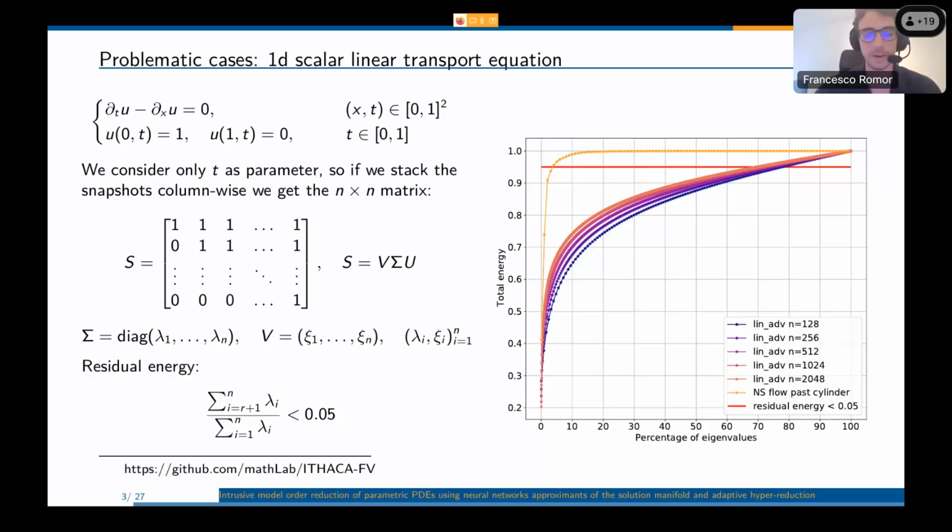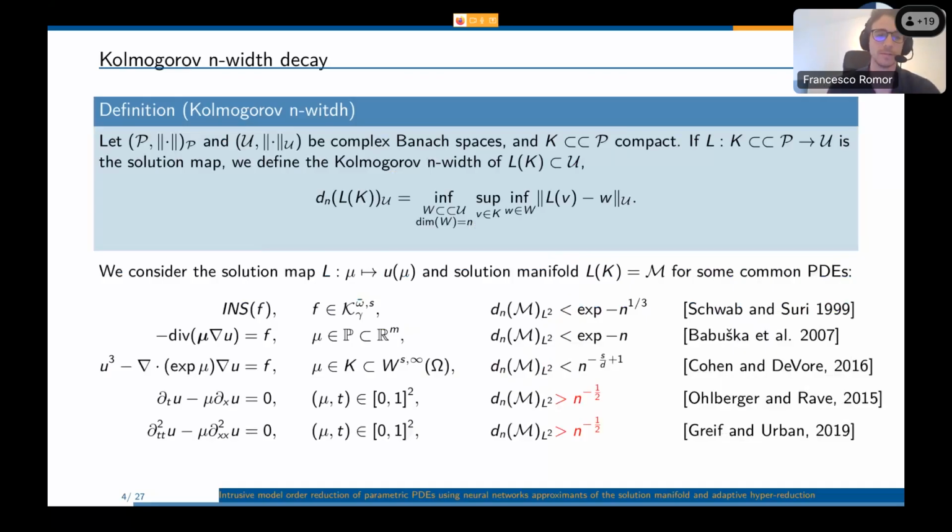And a lot of practical applications have this problem. To be more quantitative, the concept of Kolmogorov n-width is introduced. So you consider a parameter set K, a subset of a parameter space calligraphic P, and you can define the Kolmogorov n-width, for a fixed dimensionality n of your linear approximation space, as the best approximation error, uniform with respect to the solution manifold.